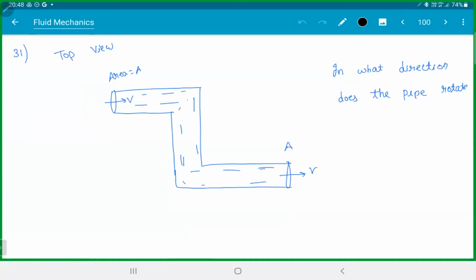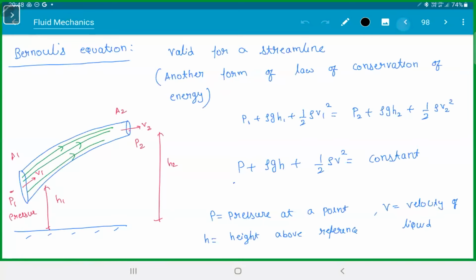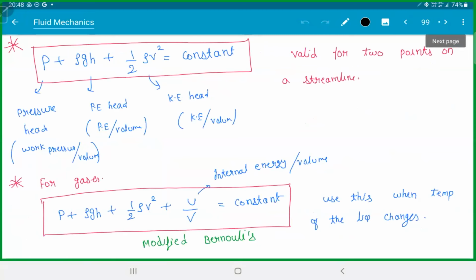The last thing we did was equation of continuity and streamlines. Hope everyone went through this. And I think we wrote down these equations.